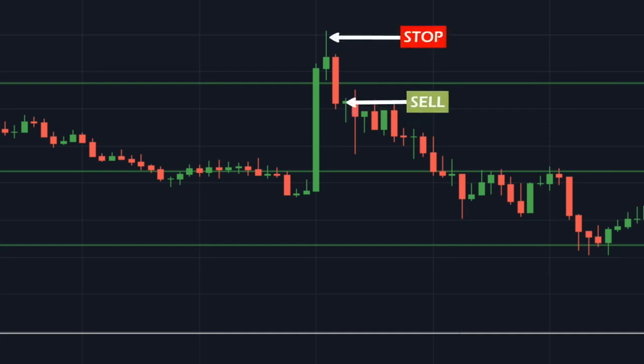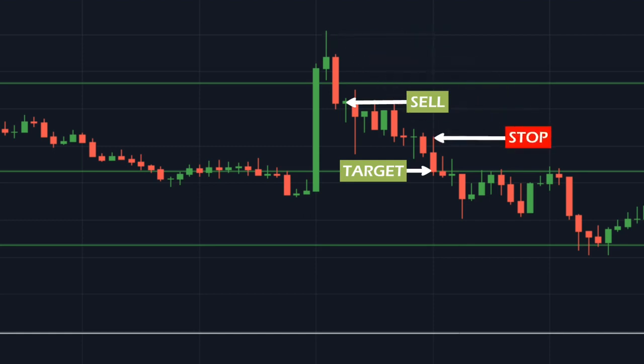And our stop loss will be at the most recent swing high. And our first target will be at the next pivot level R2. Once the first target is hit, move the stop loss above it. And our second target will be the next pivot level R1.